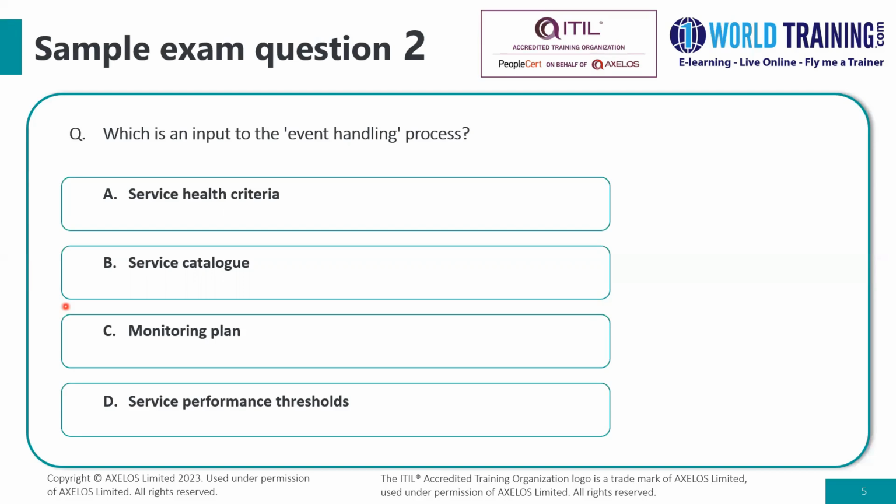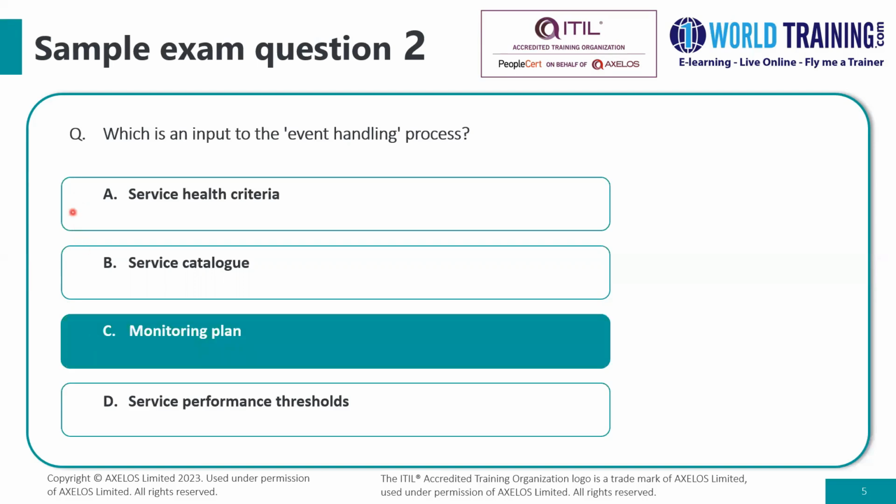And the answer to this will be best arrived at by recollecting from our memory and understanding that it'll be the monitoring plan, not the service health criteria, service catalog, or the service performance thresholds. All of them will definitely go into the monitoring plan, but the monitoring plan will be the input to the event handling process. Let's also check this out in the practice guide.